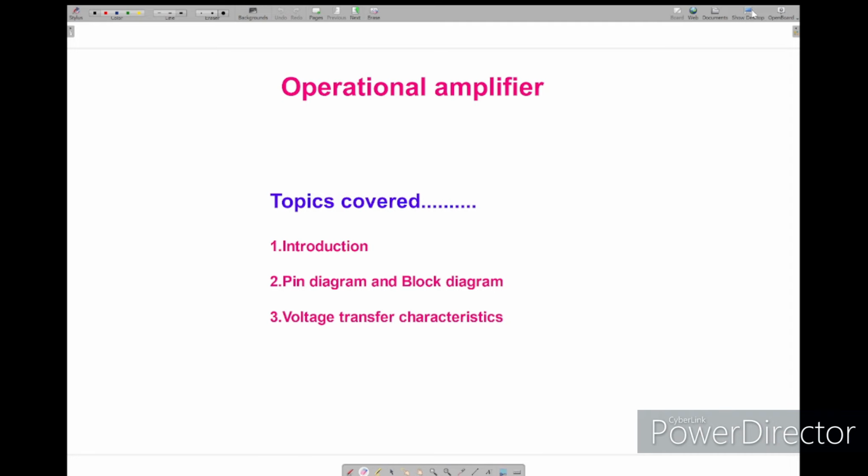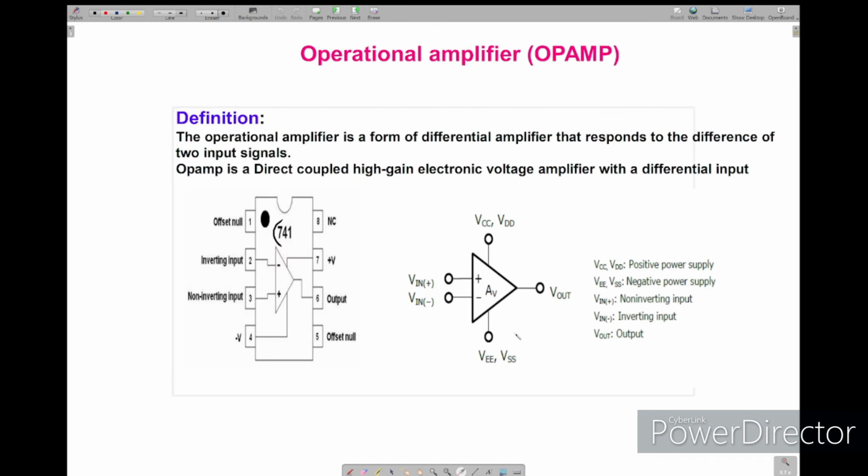This is Naresh. In today's session, we'll talk about the operational amplifier, which includes the basic introduction of the Opamp, the pin diagram, the block diagram, and voltage transfer characteristics.